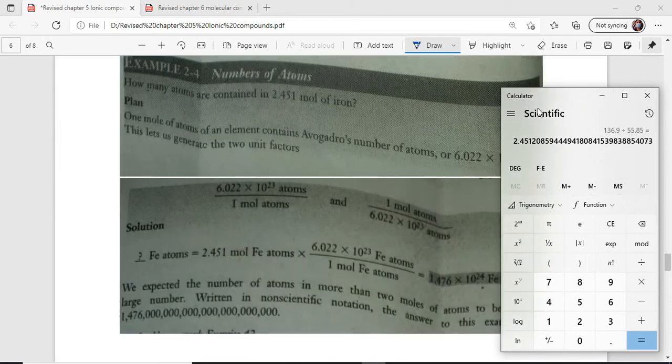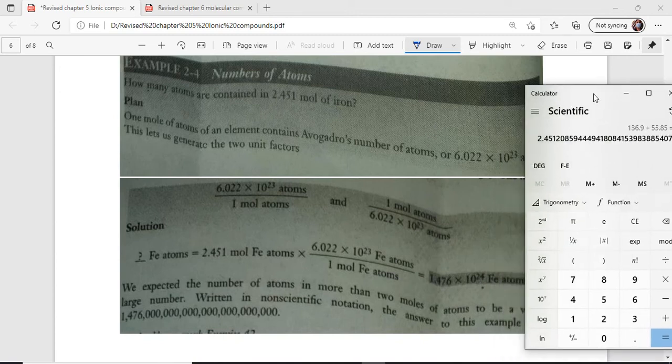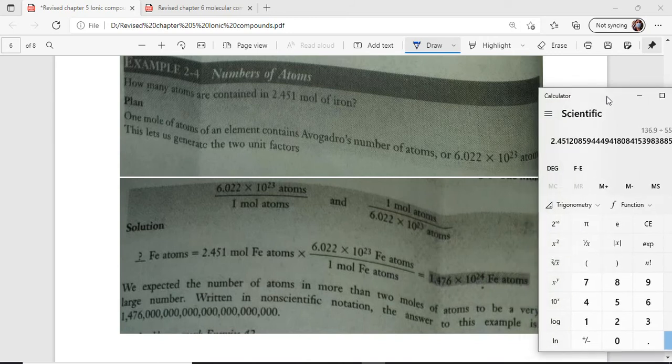Now, next example: how many atoms are contained in 2.451 mole of iron? Atoms are what is being asked. To get the number of atoms, you need your Avogadro's number, because Avogadro's number is our tool to identify the number of atoms. It is a reliable reference. If you have 1 mole of a certain atom, whatever atom it is, you have an Avogadro's number, which is equivalent to 6.022 times 10 raised to 23 atoms.